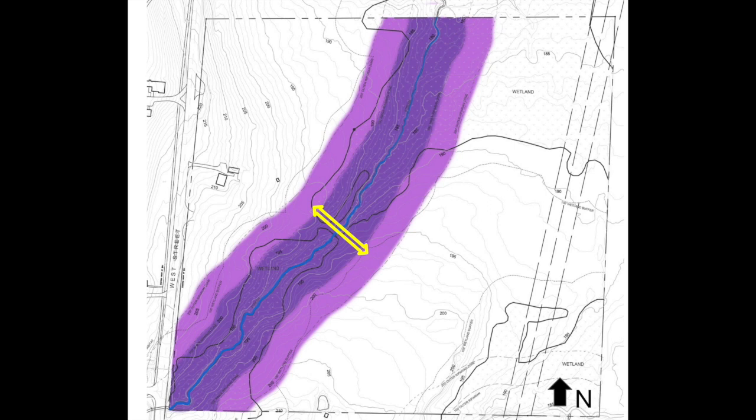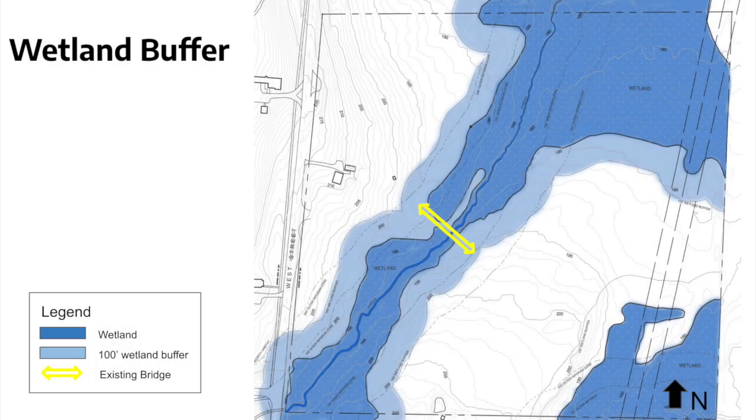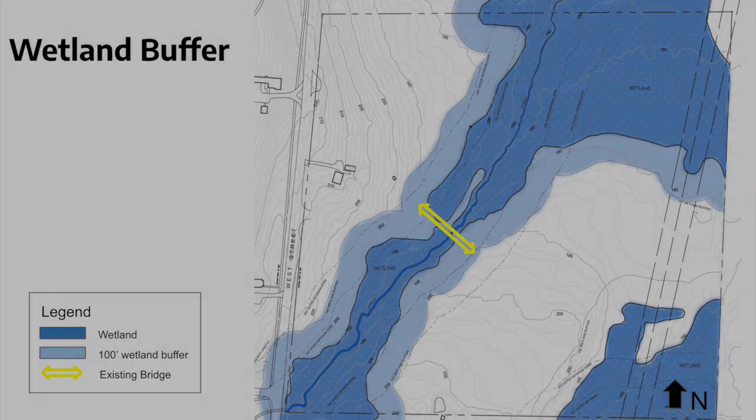The purple area on the map shows the riparian zone of Muddy Brook, and the yellow arrow is the bridge. The dark and light blue areas on the map show the wetland buffer of Muddy Brook, and the yellow arrow is the bridge.